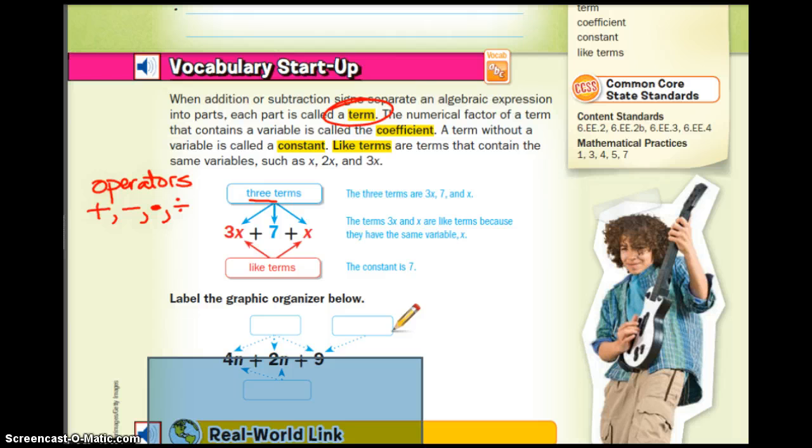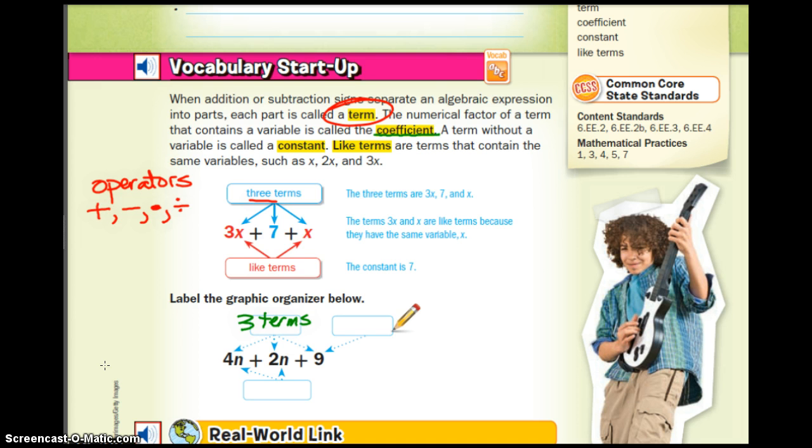So let's look at this problem down here. Let's get rid of the blue box. In this case, we have 1, 2, 3 terms. Can't spell terms. Let's try that again. T-E-R-M-S, terms.